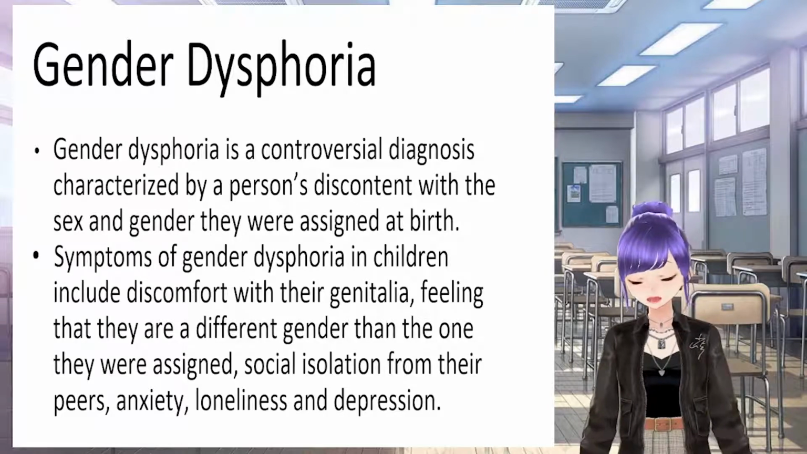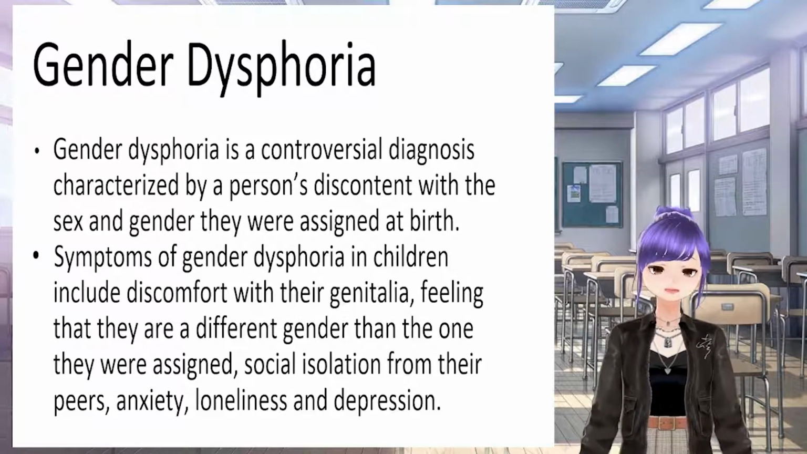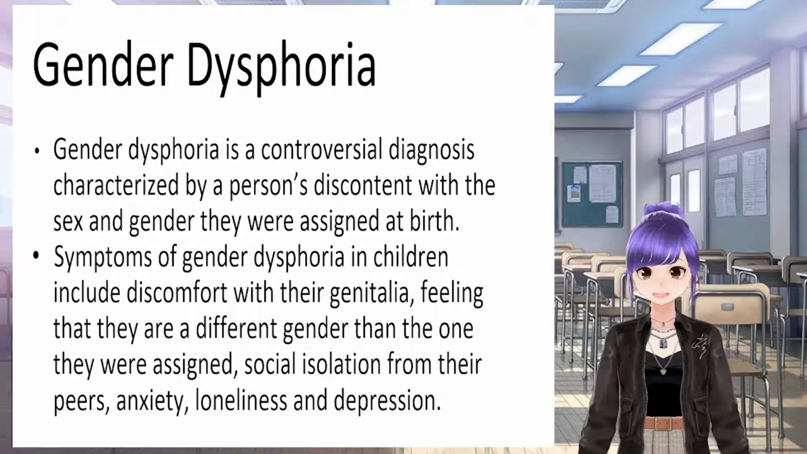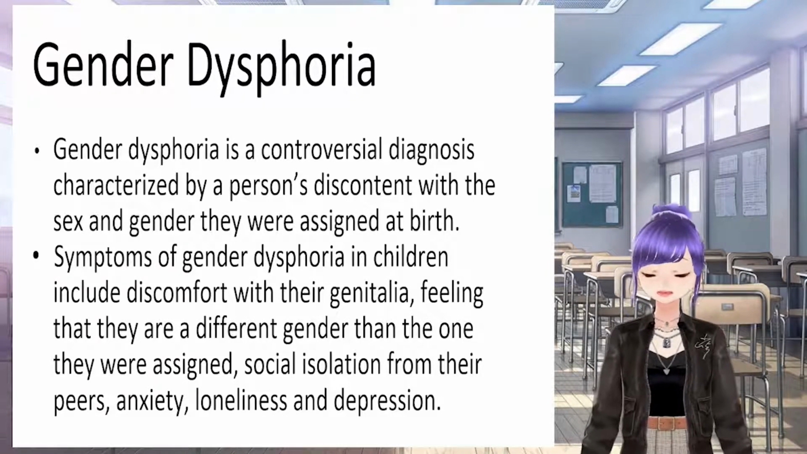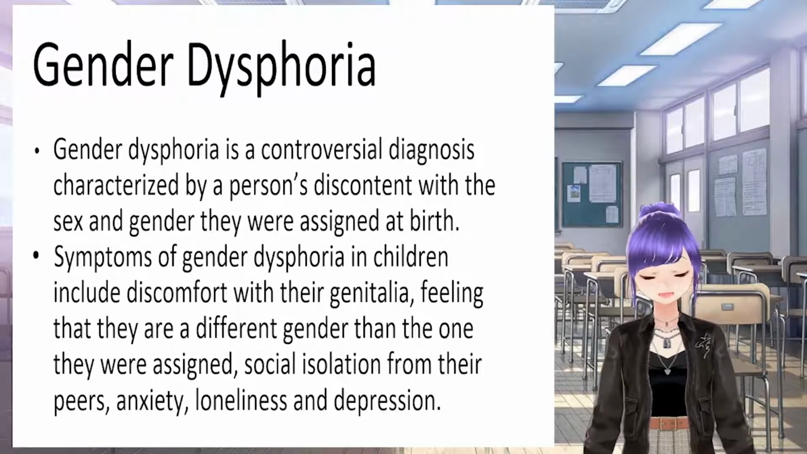Symptoms of gender dysphoria in children include discomfort with their genitalia, feeling that they are a different gender than the one they were assigned, social isolation from their peers, anxiety, loneliness, and depression. According to the American Psychological Association, transgender children are more likely to experience harassment and violence in school, foster care, residential treatment centers, homeless centers, and juvenile justice programs than other children. Adults with gender dysphoria are at increased risk for stress, isolation, anxiety, depression, poor self-esteem, and suicide.